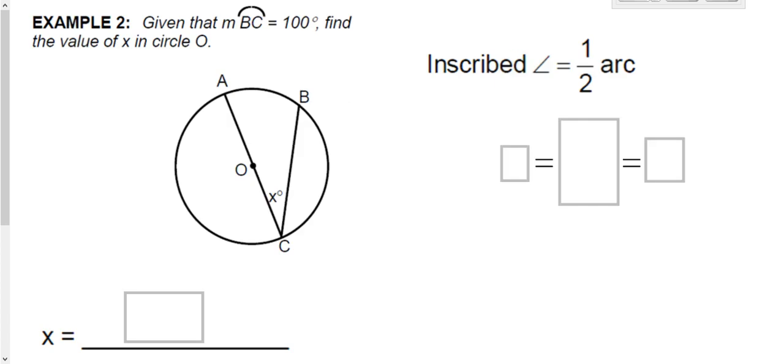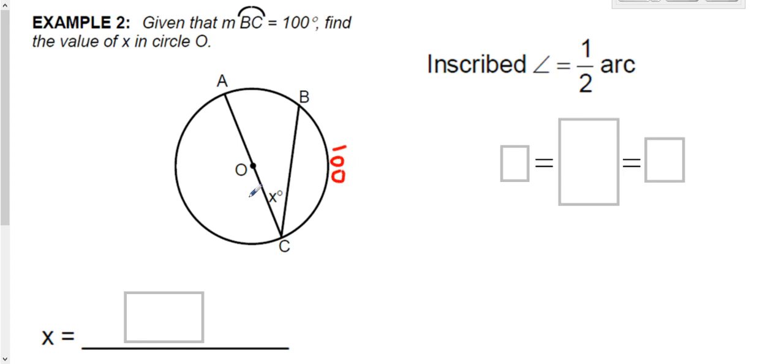Let's look at the example coming up. Example 2. Given that the measure of arc BC is 100, find the value of x. So arc BC right here is 100 degrees. Let's mark that in our picture. So this arc is 100.